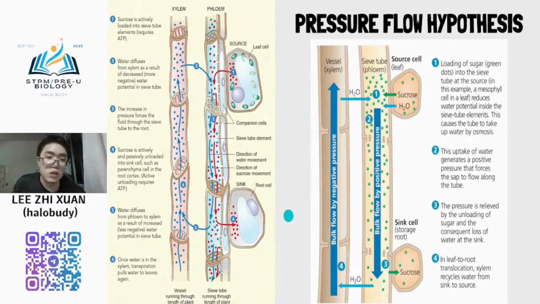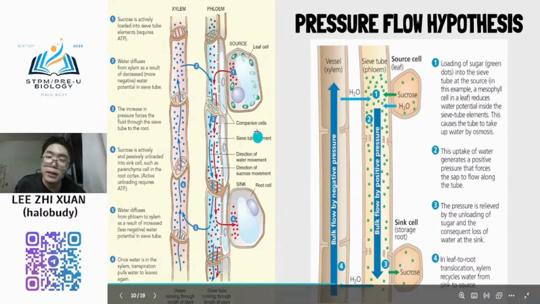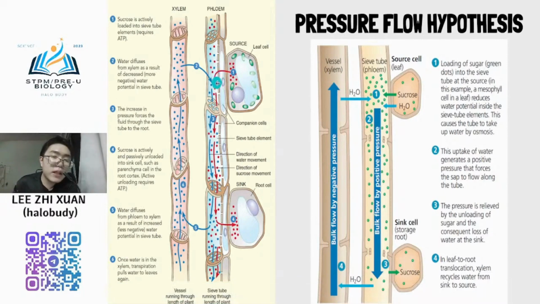Okay, so when the sucrose molecule has already entered the sieve tube, next it needs to be transported to the sink, right? How will it be transported? It requires water molecules to help the sucrose molecule be transported. You need to know that sucrose molecule is an organic nutrient. It is not a solution. You need to know that sucrose is not a solution. It is like a sugar.